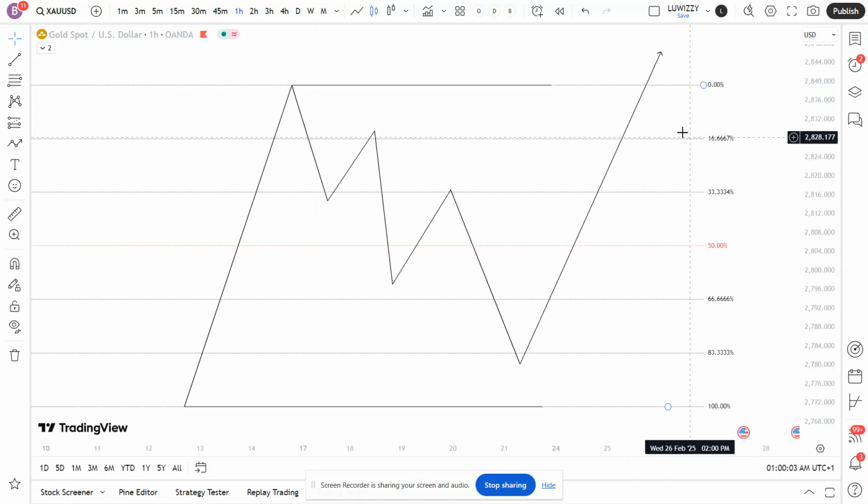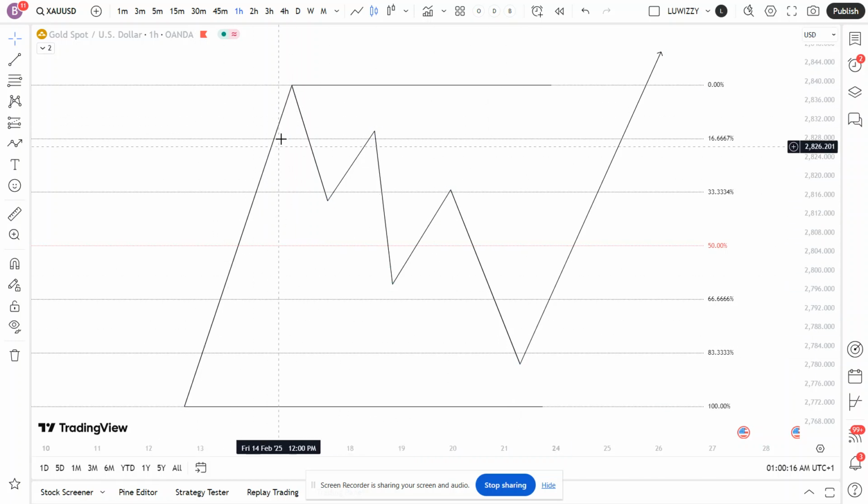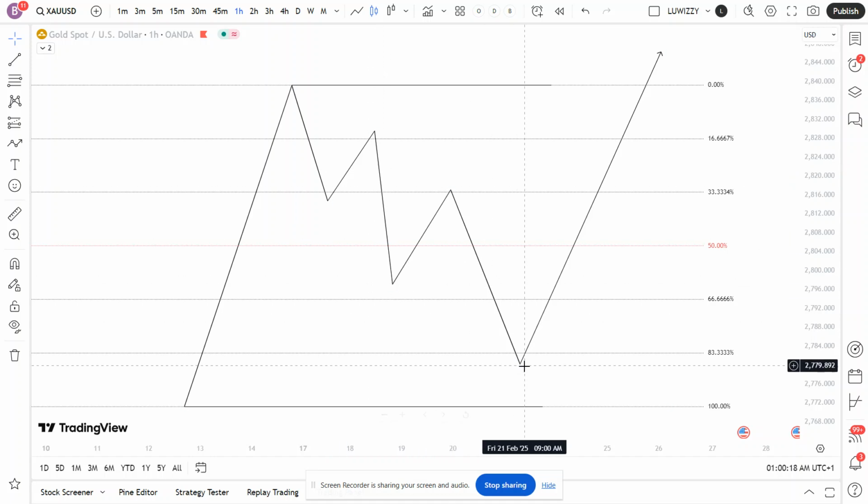What can you see? From here to here, as I told you guys, is the premium pricing, from here to here is the equilibrium pricing, and from here to here is the discount pricing. What do you see now? Exactly, as you tap, this guy created a range low to the range high. Discounted at this level, 83.3%. Discounted at this level and what? Spike up. You get? Discounted at this level and spike up.